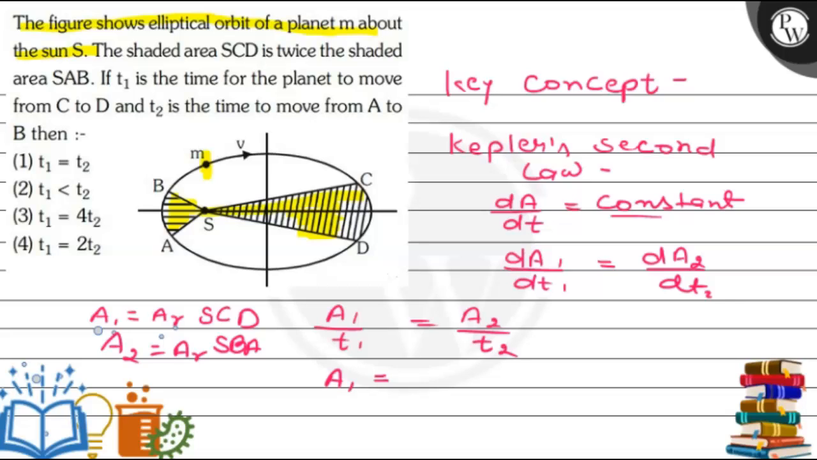SAB का कितना है, twice. So A1 is equal to 2 A2. So on putting, 2 A2 upon T1 is equal to A2 upon T2. Okay, A2 cancel. So this implies that T1 is equal to 2 T2. Okay, so let's match the option. T1 is equal to 2 T2. Fourth option is correct. I hope you have understood it well. Best of luck.